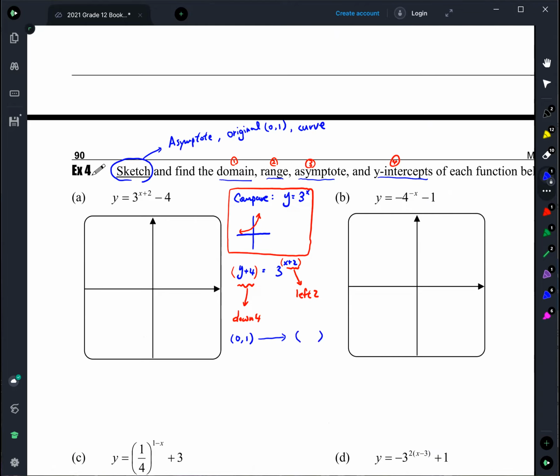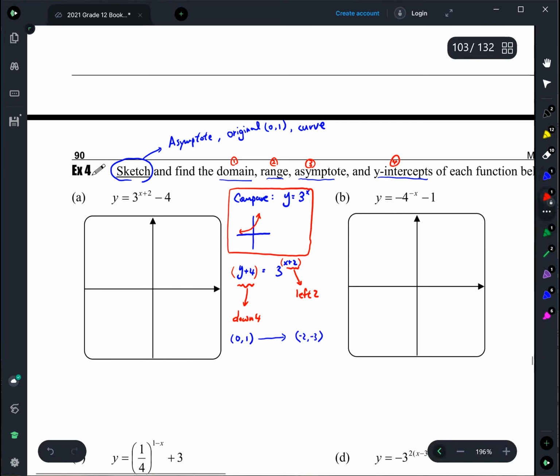Where is the new place now? Daniel? I think it's -2, -3. Yes, very good. Okay, so you minus 2 to the 0, -2, and then -4, right? 1 minus 4 give you -3. So that's the point I want to see, right? I want to show on the graph.